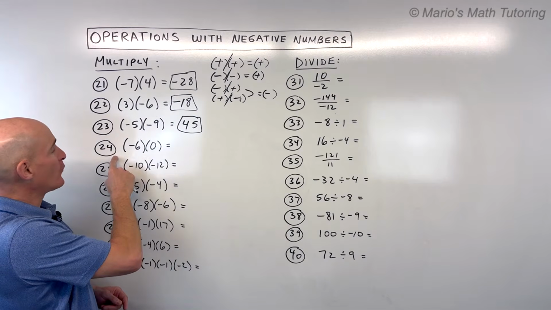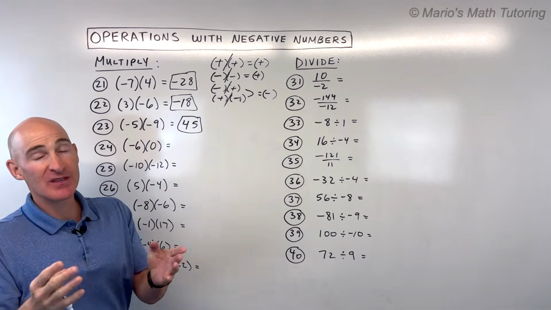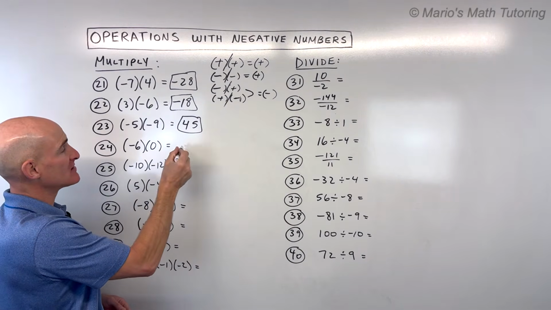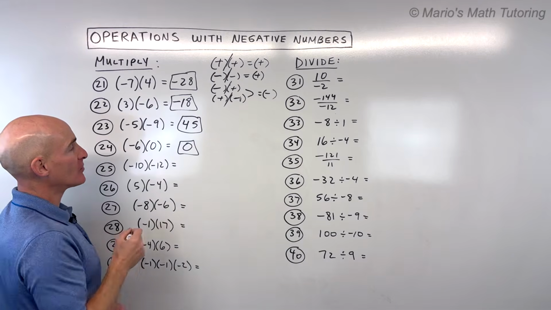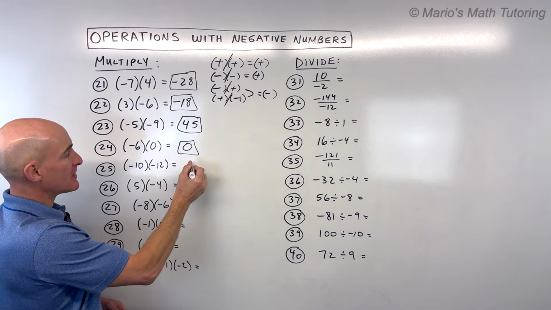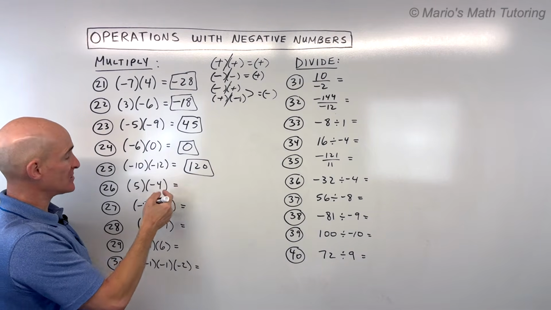So number 24, negative 6 times 0. By the way, when these two numbers are right next to each other like that, that means multiplication with nothing in between. So anything times 0 is 0. Okay, we know that from earlier in math. 25, a negative 10 times a negative 12 is a positive 120. Two negatives multiplied to a positive.